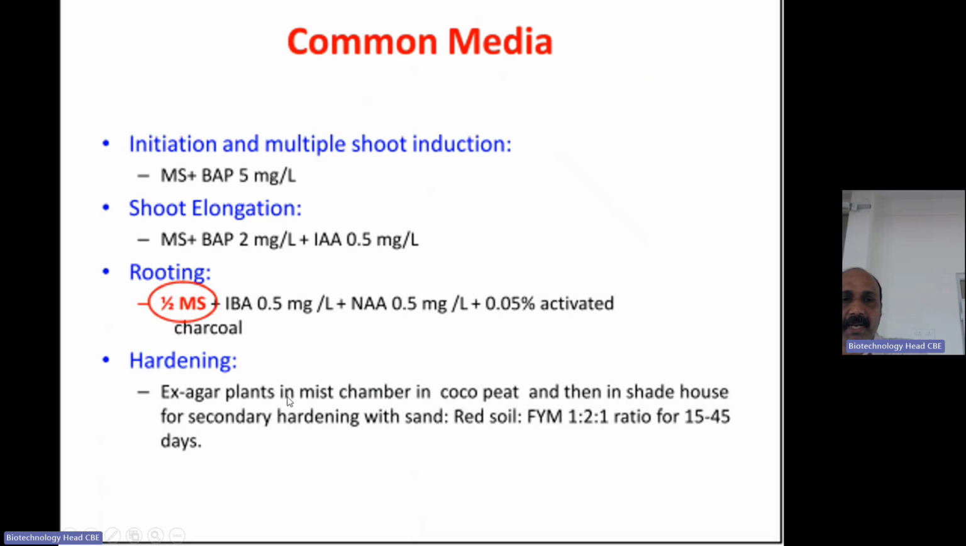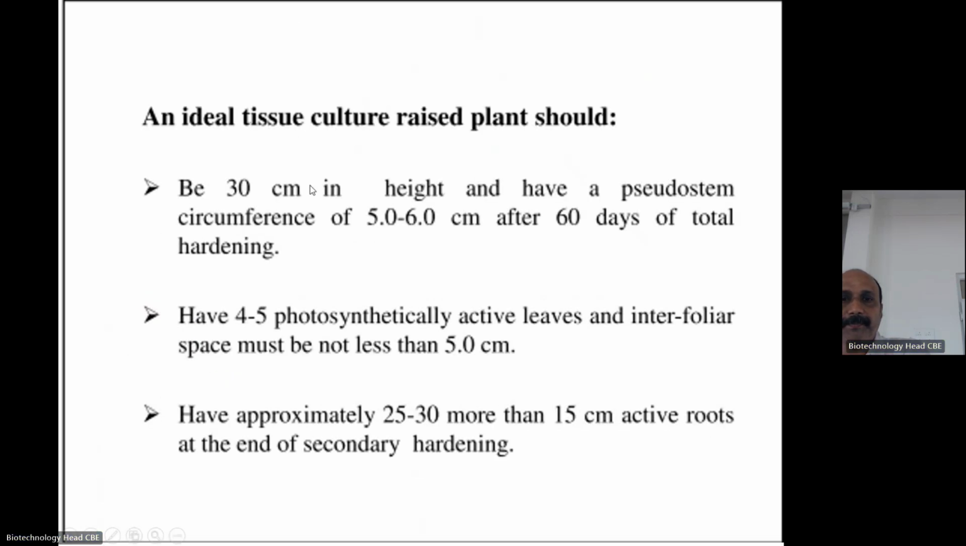that is produced. It's agar. The agar is washed and the plantlets are placed in the mist chamber with the cocopeat and then in the shade house for a secondary hardening with sand, red soil, and all this. Now the hardening can go on for 15 to 45 days in the mist chamber.